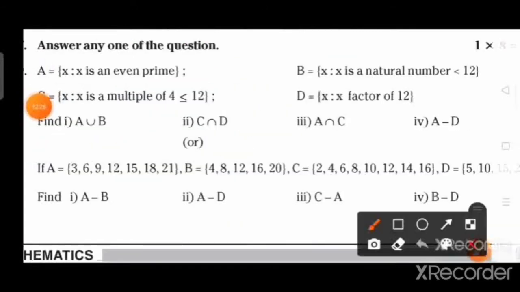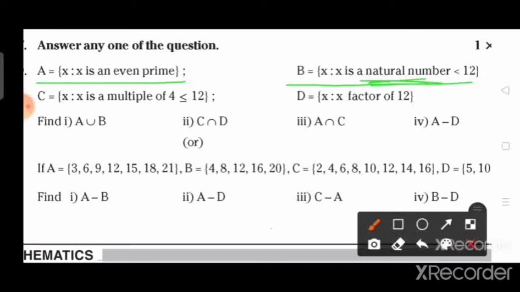Okay, our next sum. A is equal to {x such that x is an even prime number}, and B is equal to {x such that x is a natural number less than 12}. Here this is natural numbers.